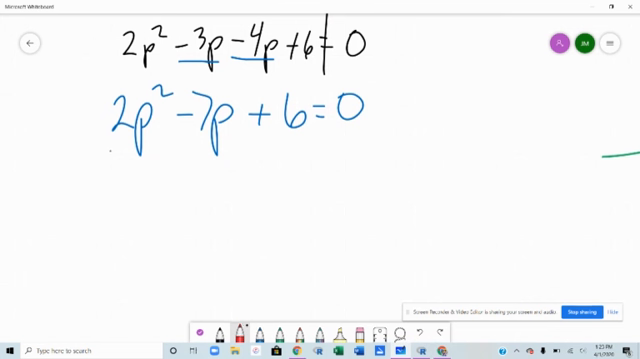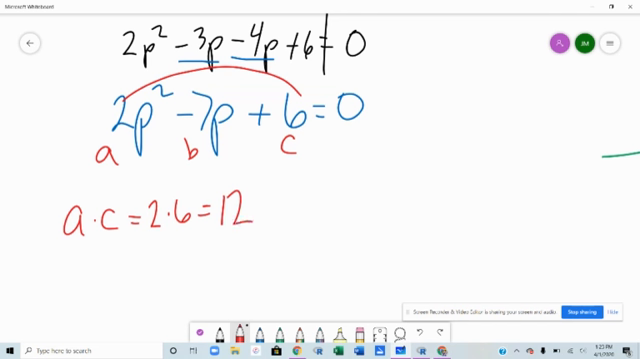So remember to identify A is 2, B is -7, and C is 6. You need to start with multiplying your A times C, which in our case is 2 times 6. Multiply those to get 12. Now you need to use Desmos. You need to find two numbers that multiply to get that answer, which was 12. And those same two numbers need to add to give you B, which is -7.